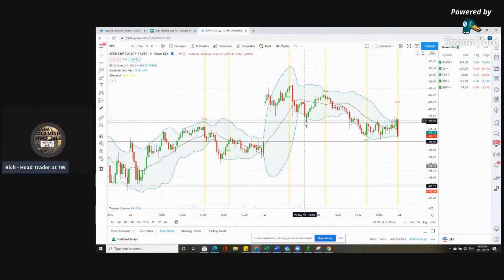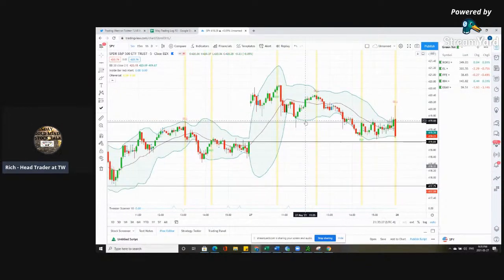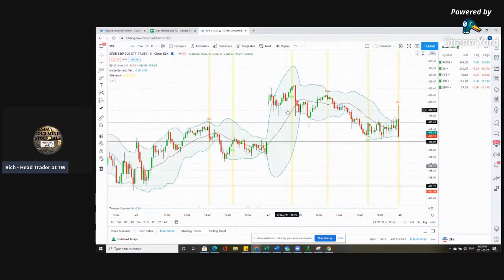Okay, so before we proceed, does anyone have any questions about any of the indicators, how to put them on your chart, how to draw the lines? Let me know. I want to help you. If anyone has a question, you throw it in there.